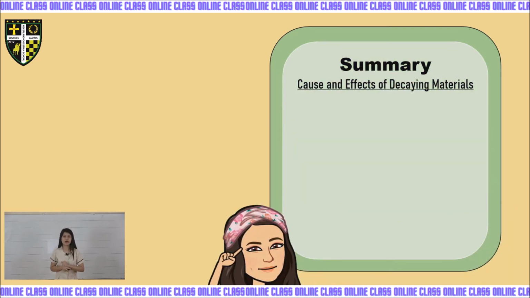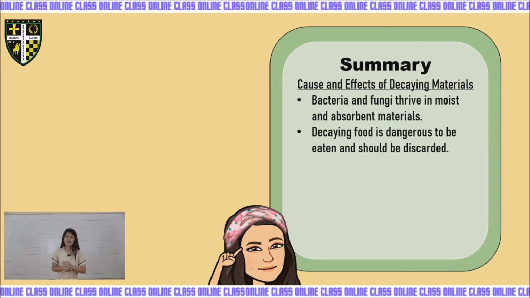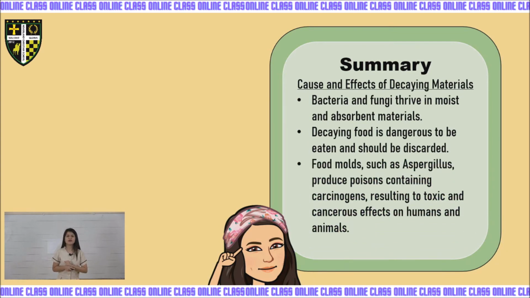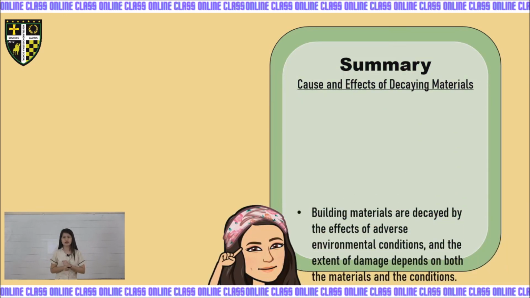Next, for causes and effects, bacteria and fungi thrive in moist and absorbent materials. Next, decaying food is dangerous to be eaten and should be discarded. Sixth, food molds such as aspergillus produce poisons containing carcinogens, resulting in toxic and cancerous effects on humans and animals.